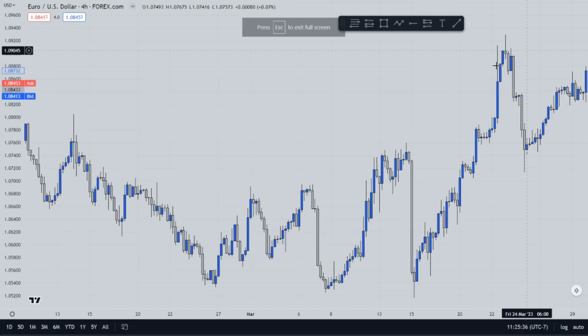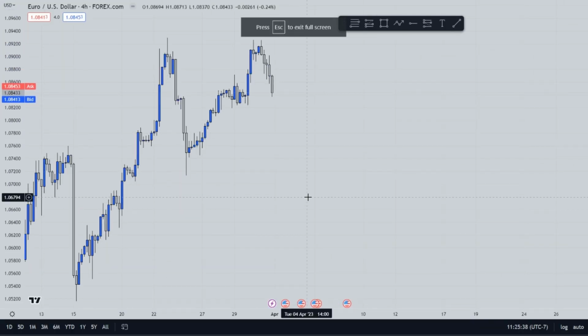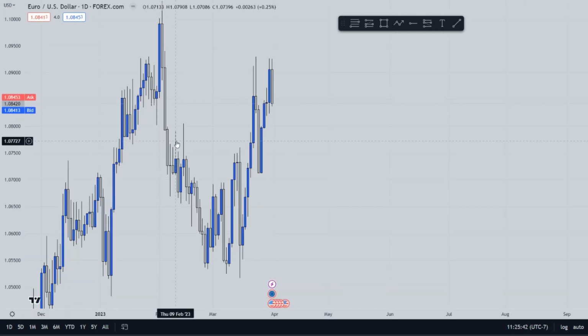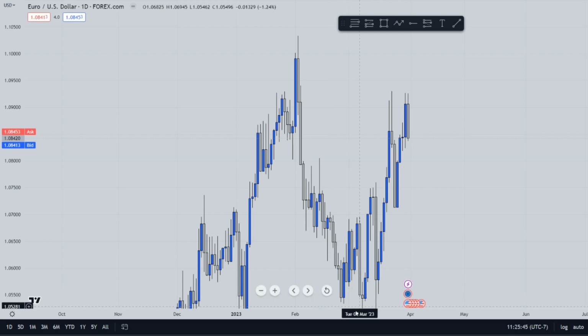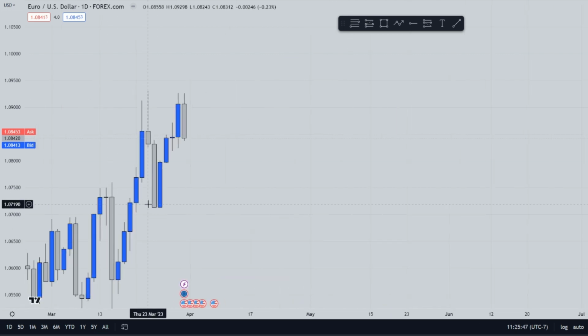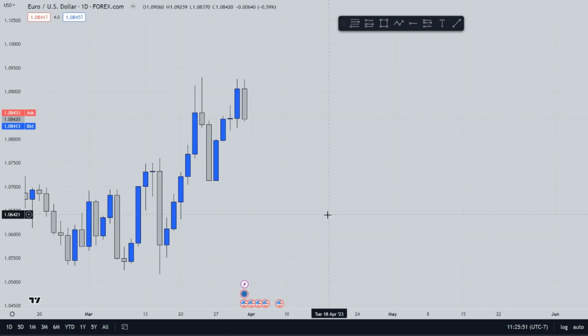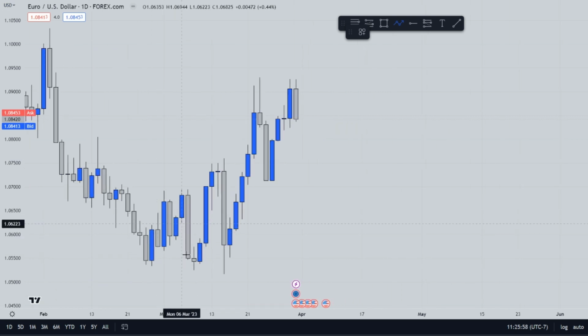So EU, go back full screen. And this was my last trade. This was my more recent trade. Well, actually the loss I took was my most recent trade, but this is my most recent winner from last week. So daily time frame, draw structure.